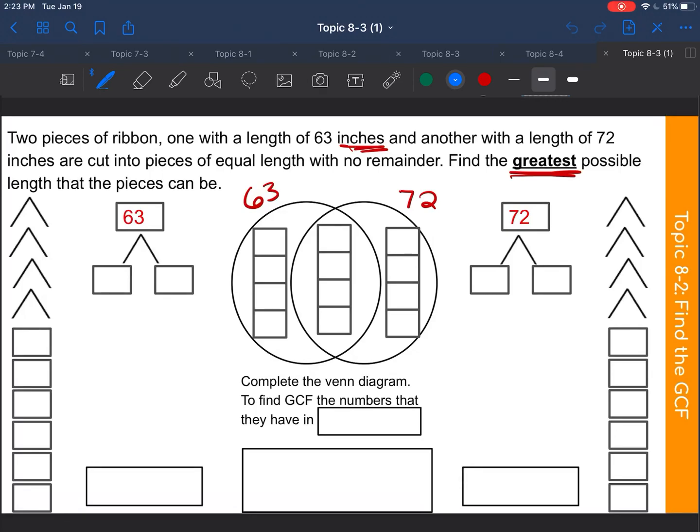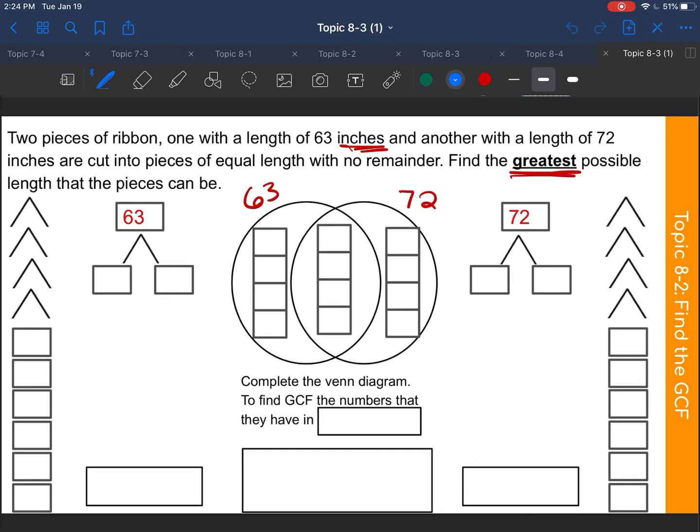Hello, sixth graders. So today I just want to start the lesson by going over the homework from yesterday. Make sure you have your topic 8.2 notes open and ready to go so that if you need to make any corrections or modify anything, you can do so. All right. So yesterday was all about using prime factorization to find the GCF.